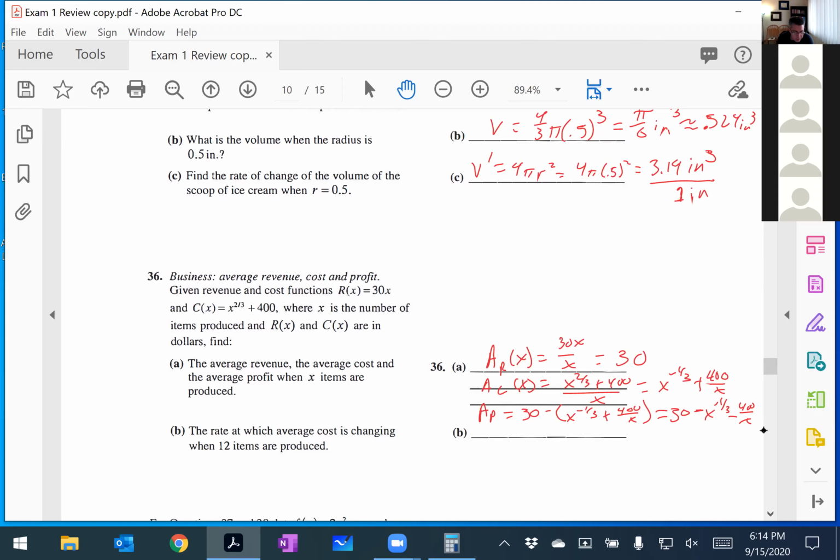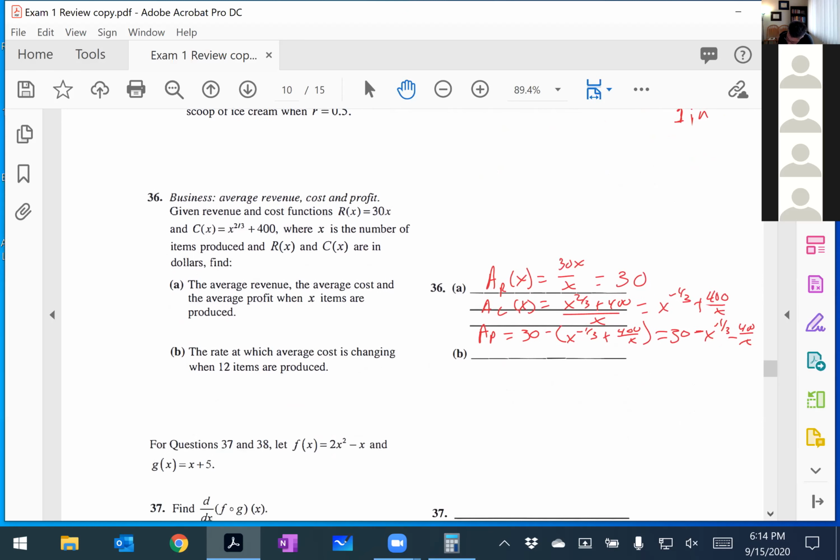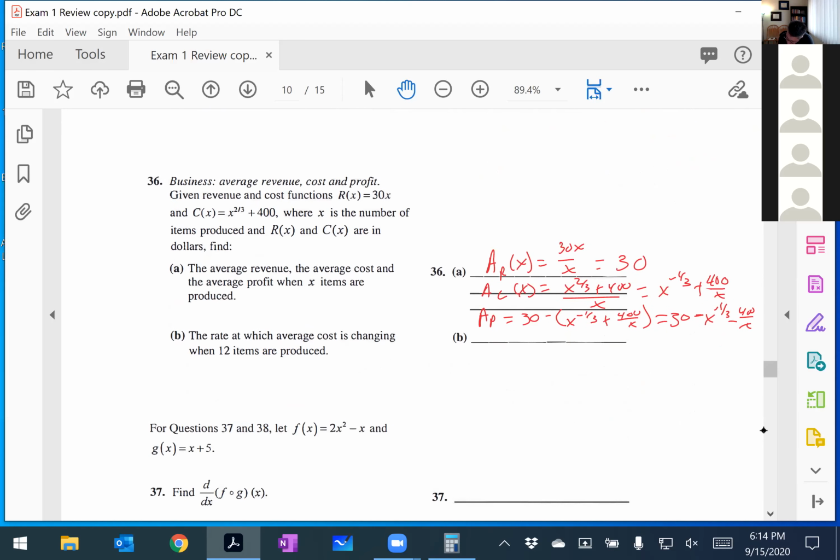So now it says find the rate at which the average cost is changing when 12 items are produced. So we just want the change in average cost here. Let's look at the average cost function, which is x to the negative 1/3 plus, I'm going to write this as 400x to the negative first, because we're going to have to take a derivative here.